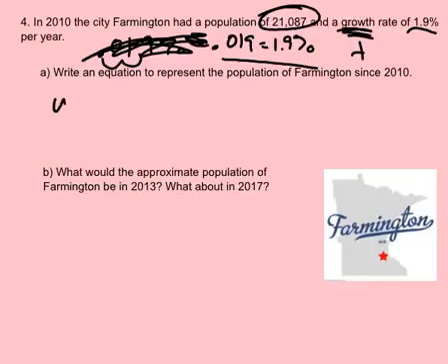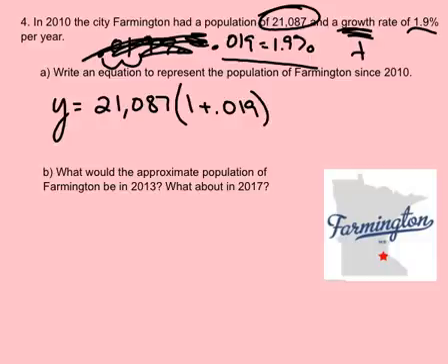So, y equals my start, 21,087. That's my y-intercept. 1 plus 0.019, and this is going to be times. And then what I always do is I cheat a little bit. What I put in the calculator is 21,087. I add that together, so I know it's a decimal, and I have y equals that.